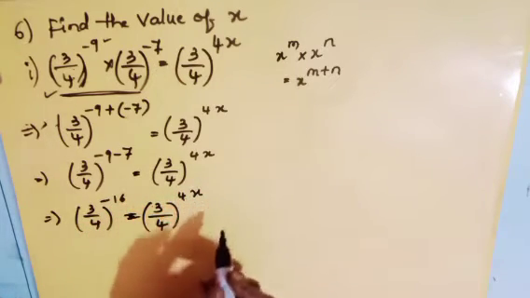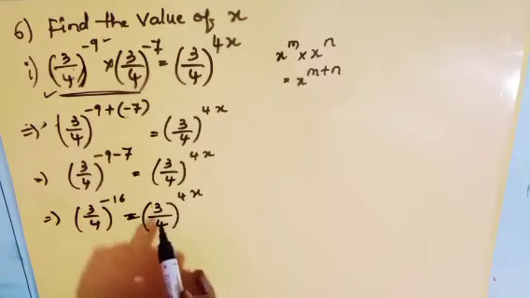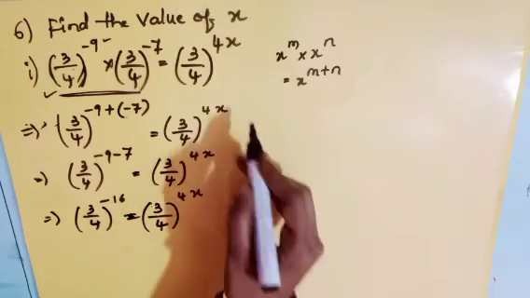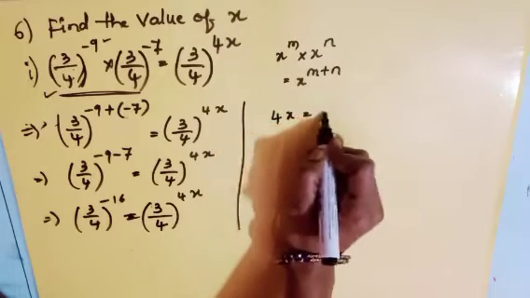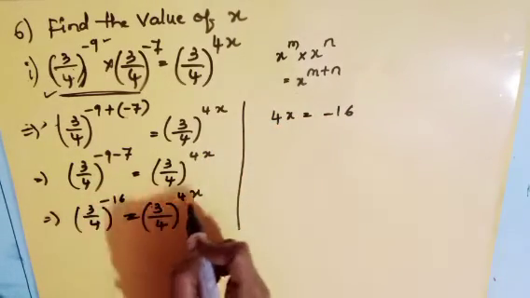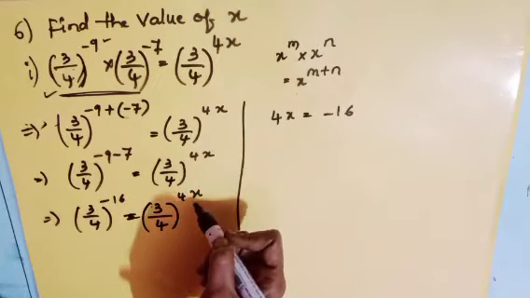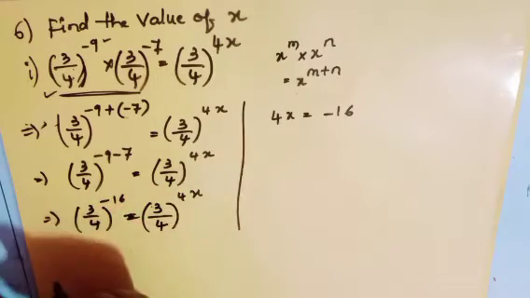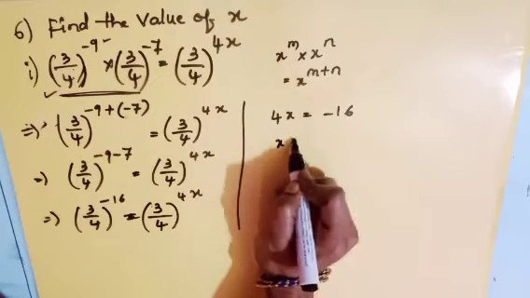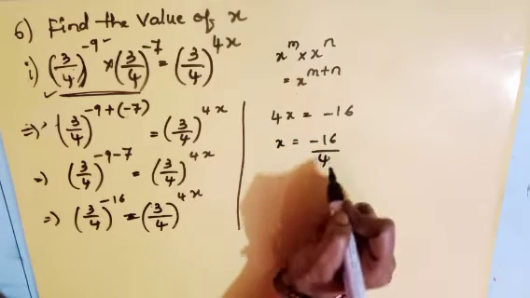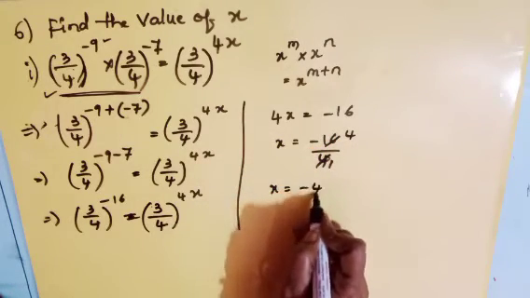See here, in this question we have to find the value of x. So when bases are same, the exponents must be equal. So I'll take the exponent, that is 4x = -16. To find the value of x when bases are same, we have to take the exponent. So 4x = -16, or x = -16/4. 4 fours are 16. Therefore the value of x equals minus 4.